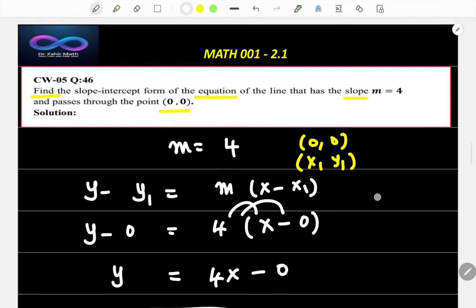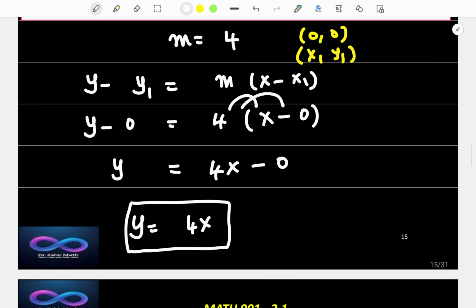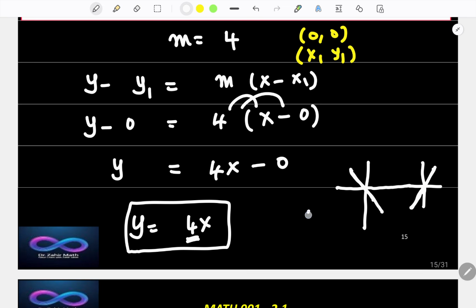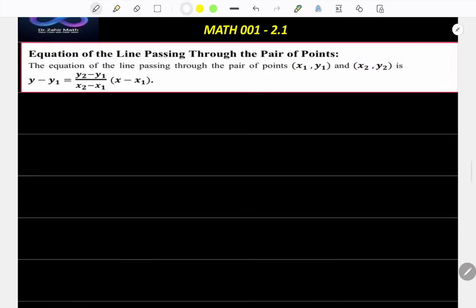Suppose you want to draw a line. How does it look? Y equals 4x, right? So it passes through what? 0 comma 0. So this is a point. It will be like this or it will be like this. Can you see that? I told you positive slope, right? M is 4. So it will be like that. Okay, keep in your mind. This is the correct one. Right, let's go to the next question.